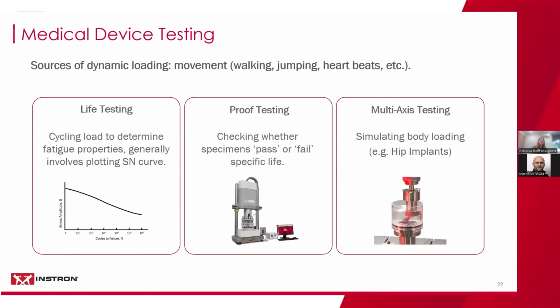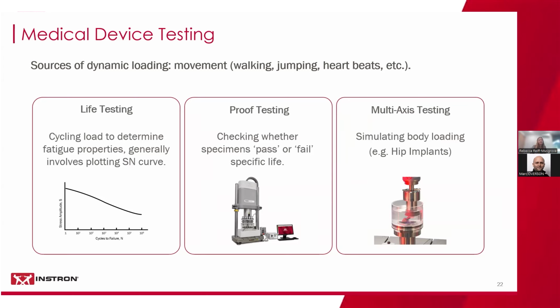The final industry I'm going to talk about is medical device testing. So there's lots of sources of dynamic loading here. And these perhaps are easier to visualize because it's simply your movement, walking, jumping, but then also the beating of your heart and your muscles contracting. There's a lot of dynamic loading within the medical device world. And of course, we do not want anything to break inside our body. So the test types that we're going to talk about here, you'll notice life testing is in all of these industries. It's the bedrock of fatigue testing, so cycling loads to determine the fatigue properties, plotting an SN curve.